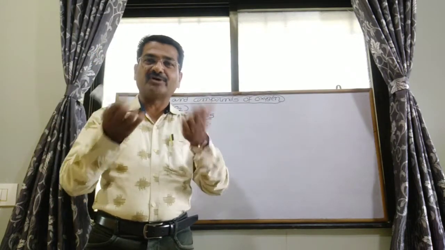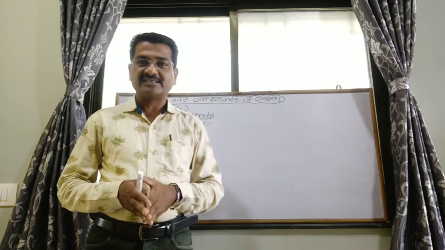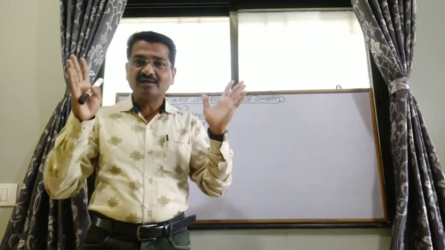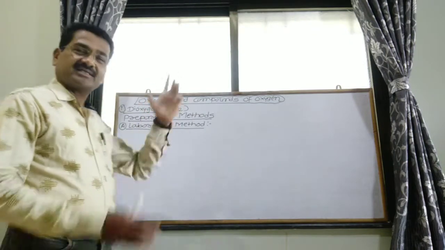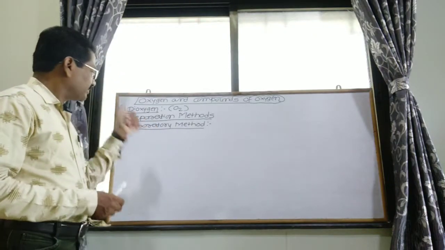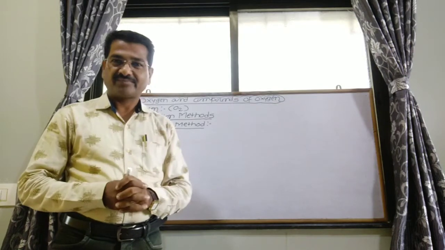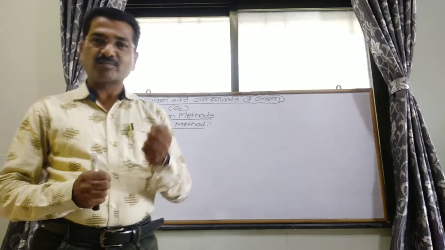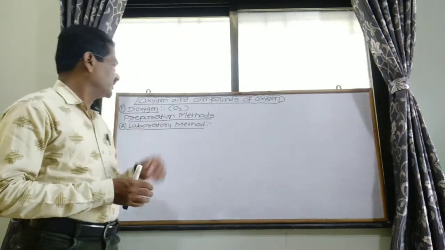Oxygen is very important for all animals, because in respiration we require oxygen. Without oxygen we cannot live. So dioxygen, how to prepare? Preparation methods of dioxygen. First preparation method is the laboratory method. How to prepare oxygen in a laboratory, that is, on a small scale.